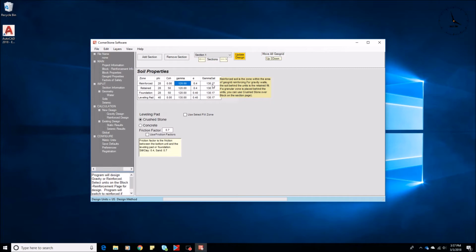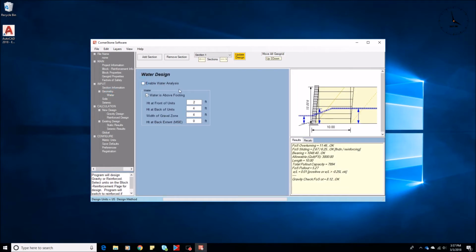So as we get more water in there, the driving force increases with the weight of the soil. When we go to submerged unit weight, it's the saturated unit weight minus 62.4, which brings it down to about 75, which is lower driving force.